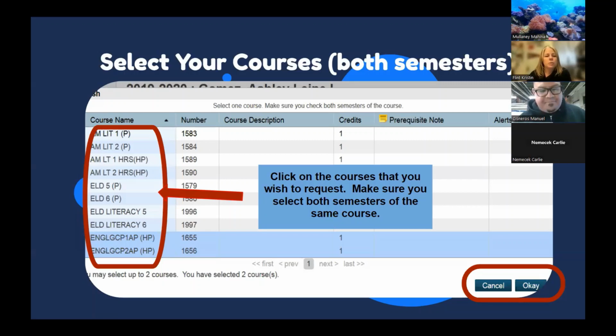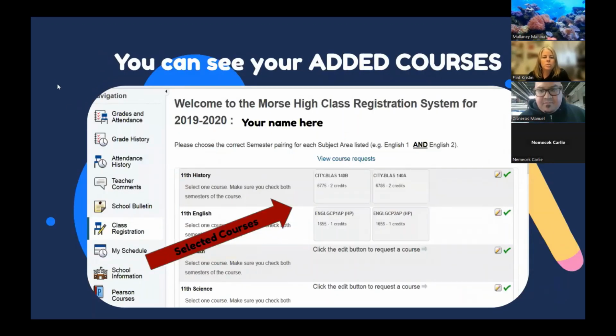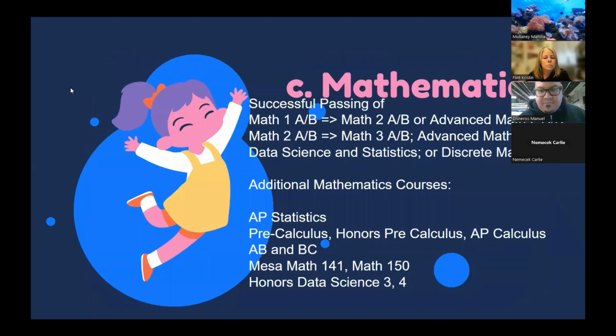Alright, so everybody should have their English classes chosen. Click OK once you've selected those classes. And now on the screen, you should see both your history and your English class choices. So we will then move on to, I believe math is next. Okay, so math is one that is tricky. You need math 1 and math 2 for sure.